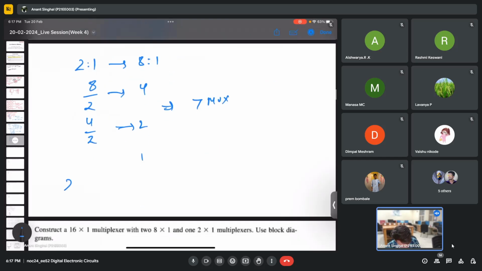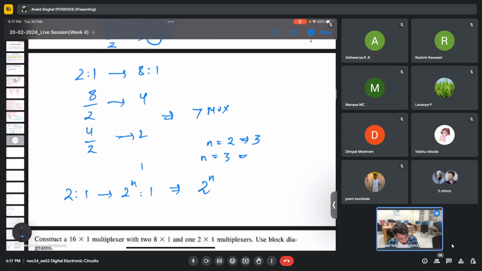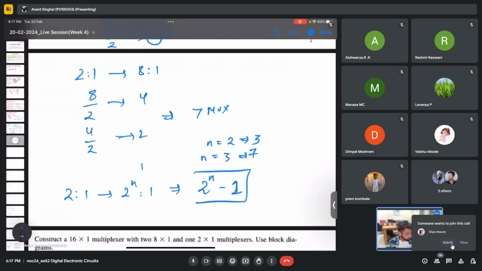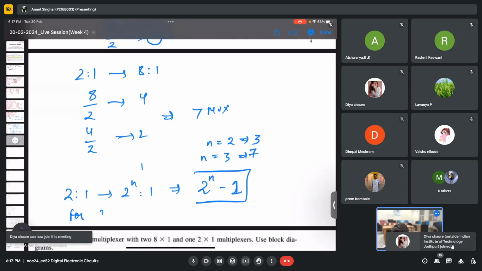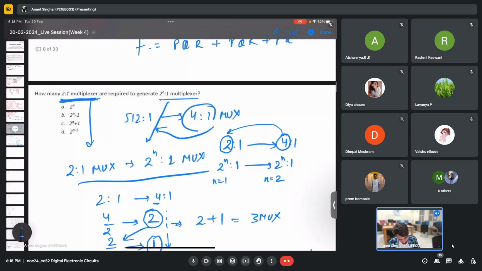So in general, if I take 2 and here I take 2 raised to the power n, let's say for n equals 2 you were getting 3. For n equals 3 you are getting 7. So this is 2 raised to power 3, that is 8, minus 1 is 7. Similarly, 2 raised to power 2, that is 4, minus 1 is 3. So in generic terms, the 2 cross 1 muxes required to generate a 2 raised to power n mux will be 2 raised to power n minus 1. So for this particular question, the answer will be option B.